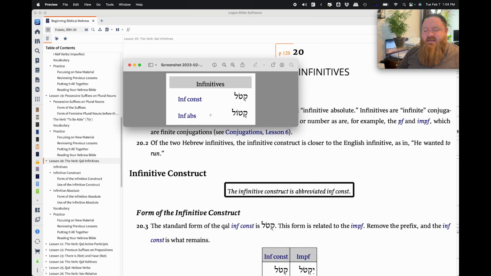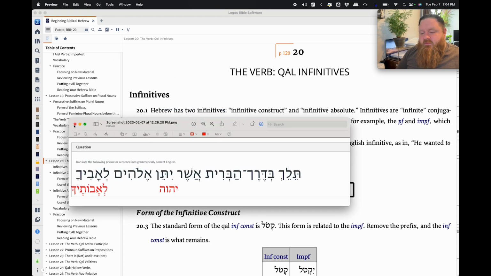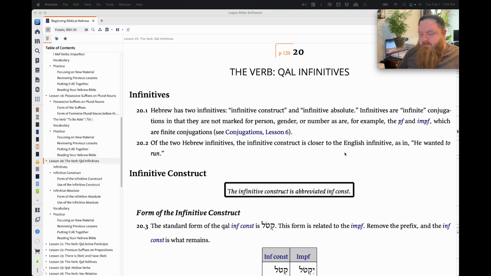My point is the infinitives, as far as the form goes, the spelling, how the words are built, are very, very simple. So that's the good news. If you want to think of bad news here, the bad news is it's a little tricky to get your head around how the infinitive functions in Hebrew.